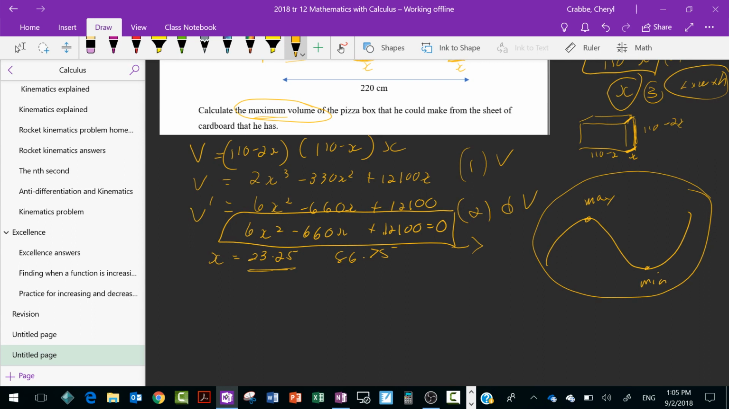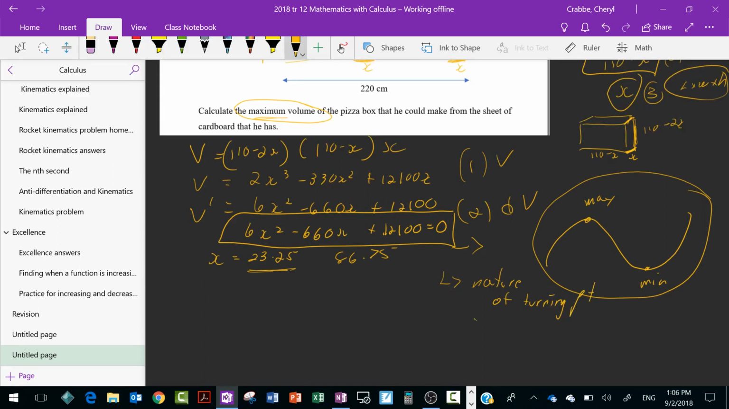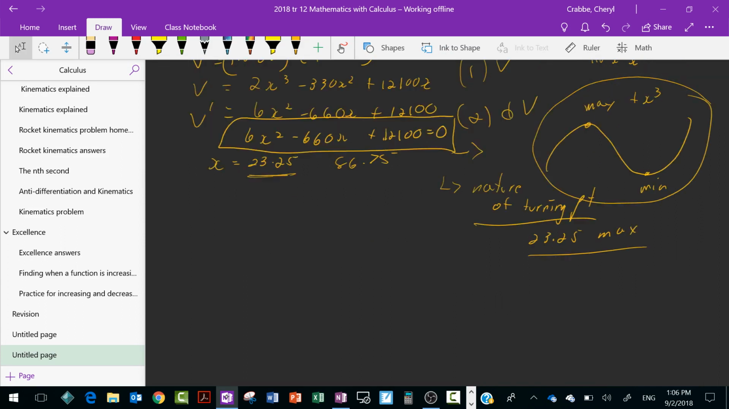Now, you may want to find the nature of that root by double differentiating. Turning point. Depends on how much time you have, just to be sure. Or you could draw this sketch and show that since it's a positive cubic, it would be sufficient in the context of this question to stop there and say that 23.25 is going to be the maximum point. Now, you don't need the y value for this because all we need is the x value.